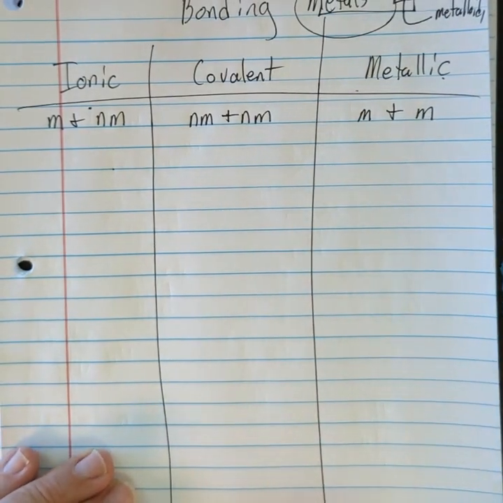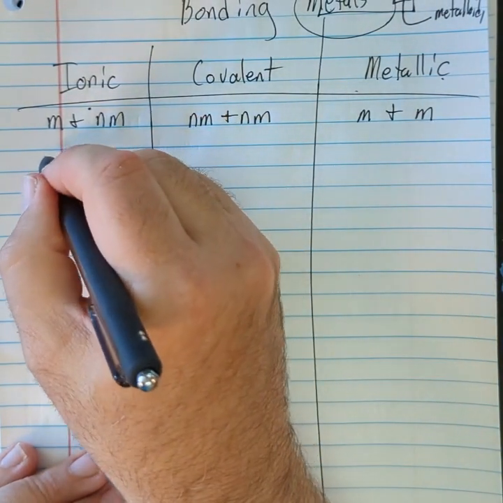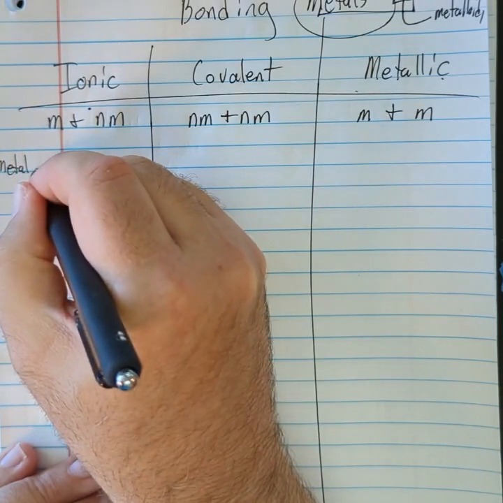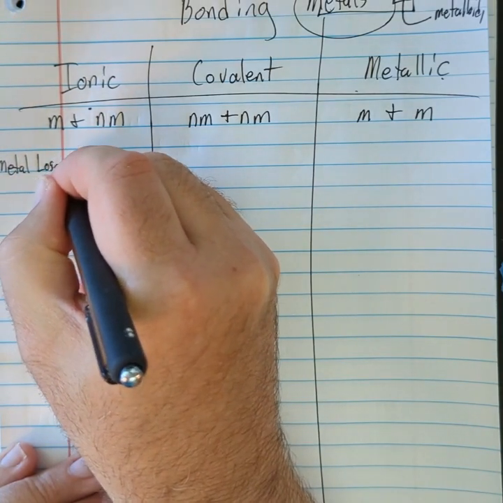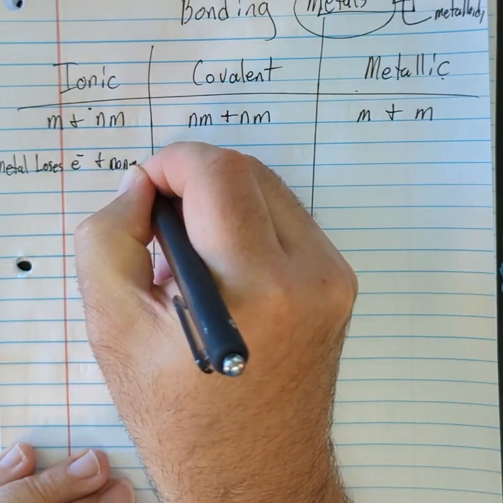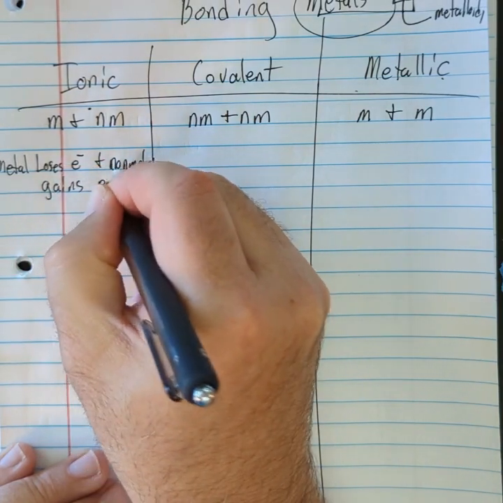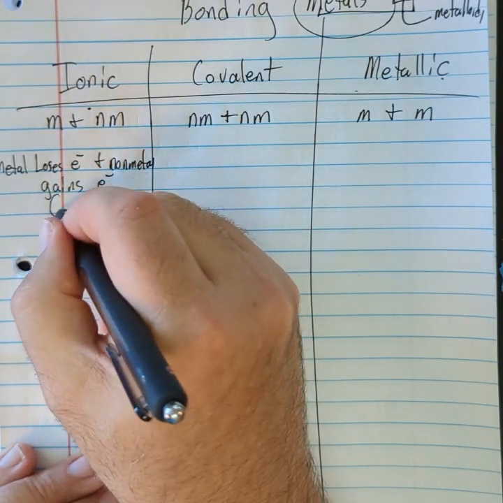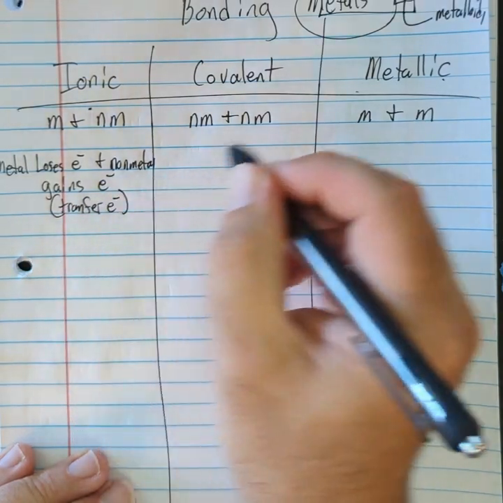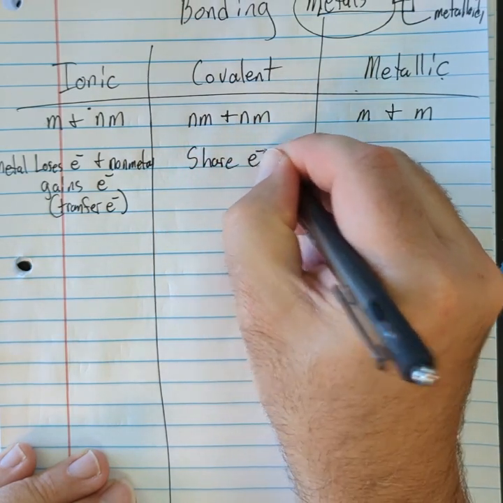Another difference is in ionic bonds, the metal loses electrons and the non-metal gains electrons. So another way of saying that is they transfer electrons. Covalent bonds share electrons.